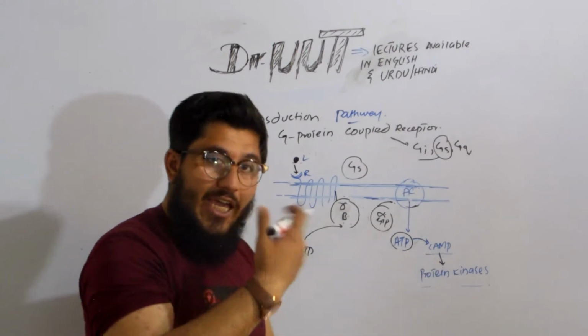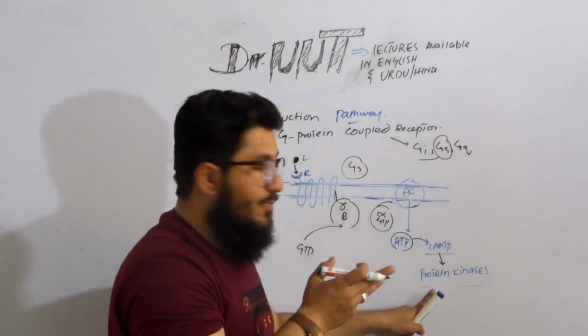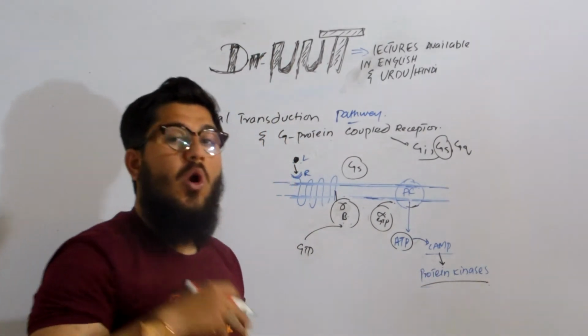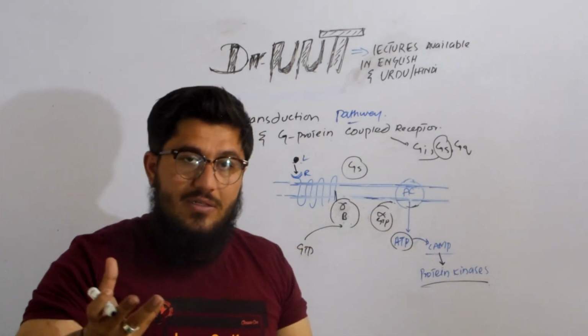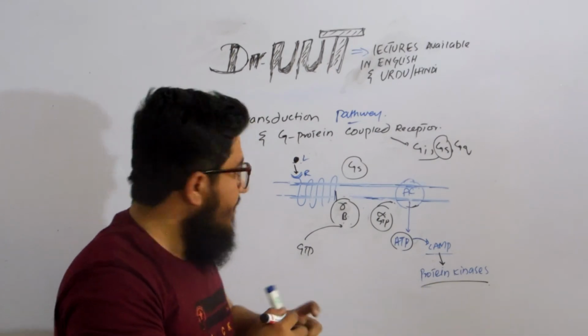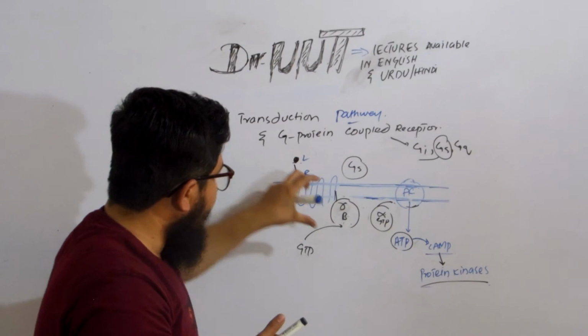Now this cyclic AMP's action is to activate protein kinases. Then this protein kinase is responsible for other functions inside the cell, to activate other proteins, channels or enzymes. That is its function. Like this the message is brought. Now this is called the signal transduction pathway.